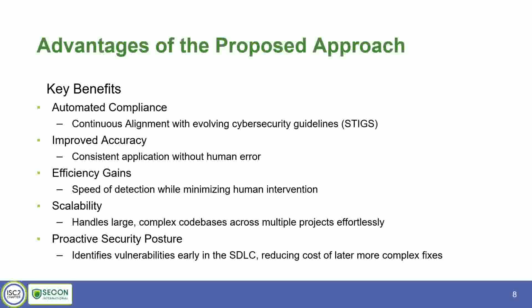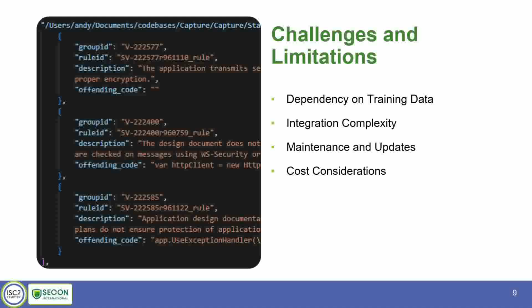Vulnerabilities are identified and addressed early in the development cycle, reducing the risk of late-stage discoveries that can lead to costly delays or breaches. While advantages of automated cybersecurity reviews are significant, it's important to consider the challenges and limitations that come with implementing this approach. Understanding these hurdles helps us plan more effectively and make informed decisions about adaptation.